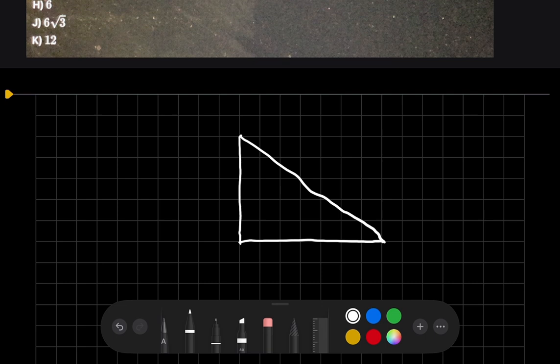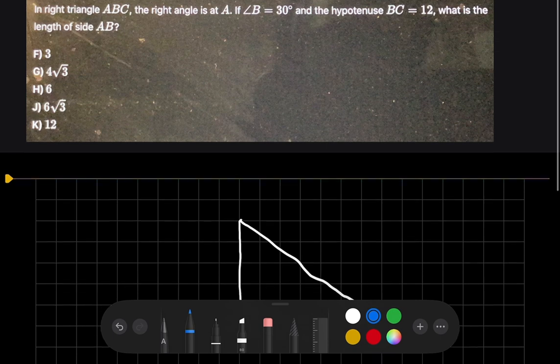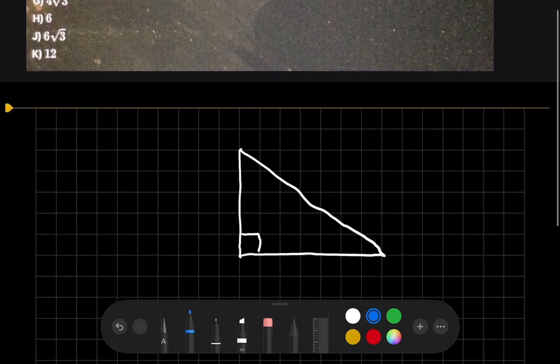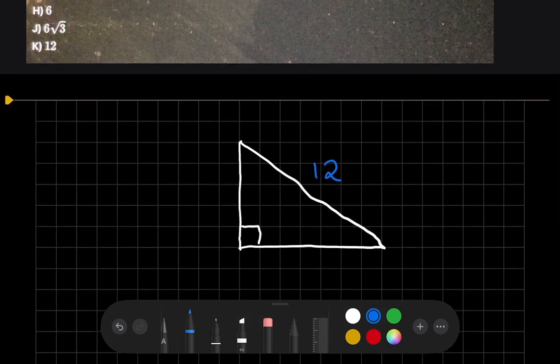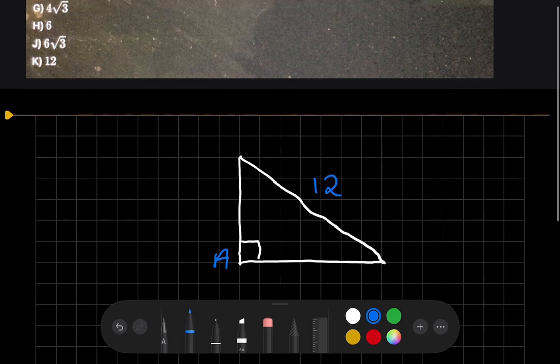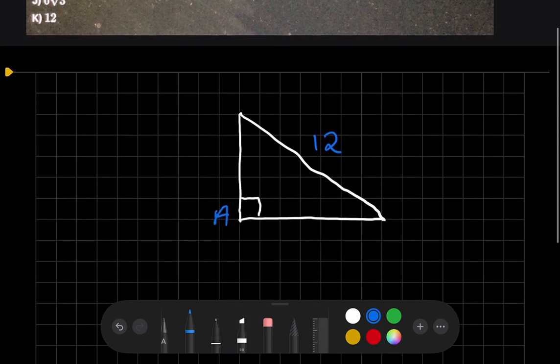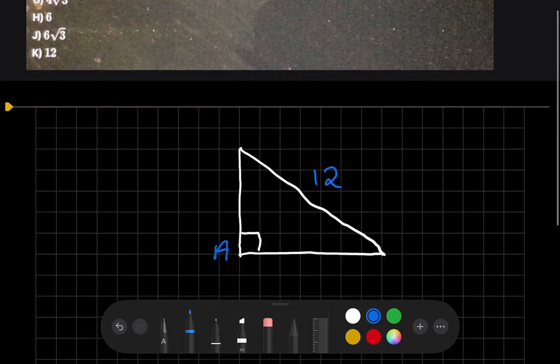So we have a right triangle. They say that our hypotenuse is equal to 12. We have the right angle is at angle A, and angle B is 30 degrees. We'll make this side angle B. So this would be angle C.